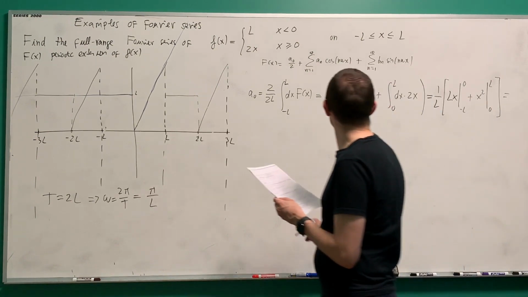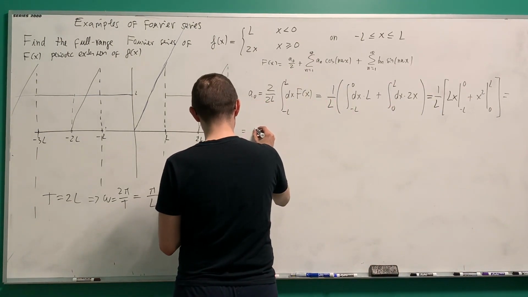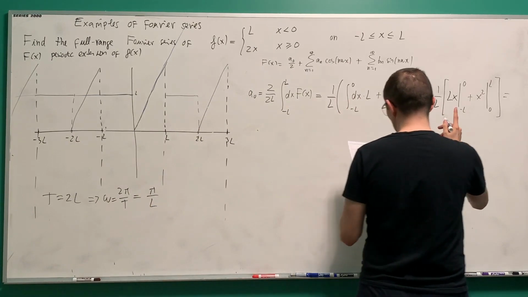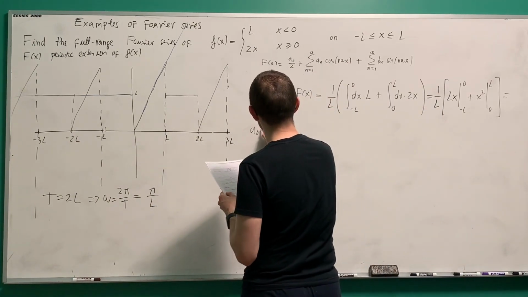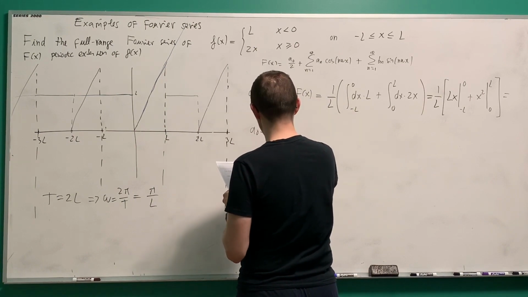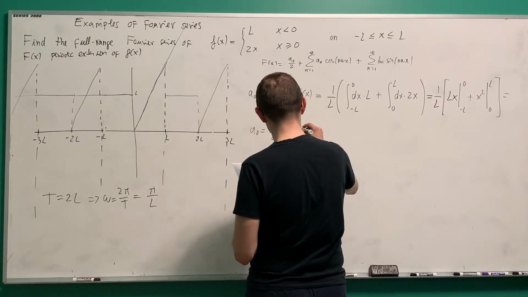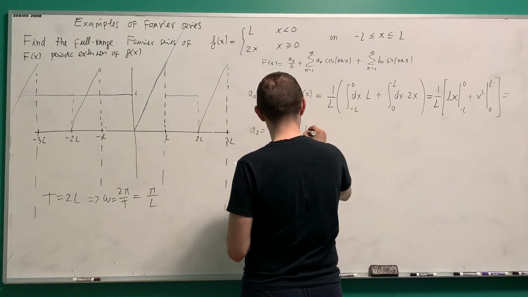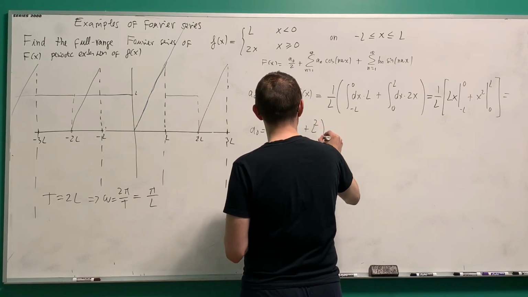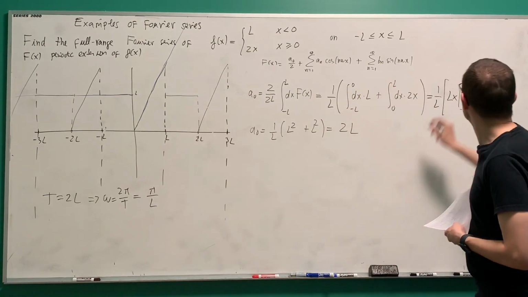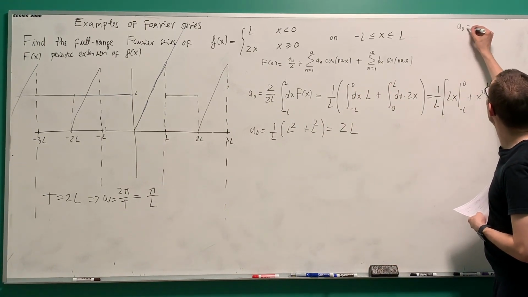If I substitute the limits, I get a0, I'll write it here because it's the final result. a0 is equal to 1 over L, and then I get L squared from this one, L squared plus L squared, and that gives me 2L. So a0 is equal to 2L.